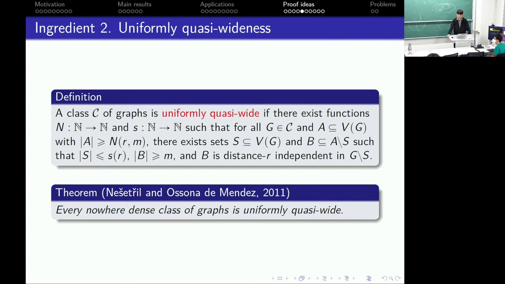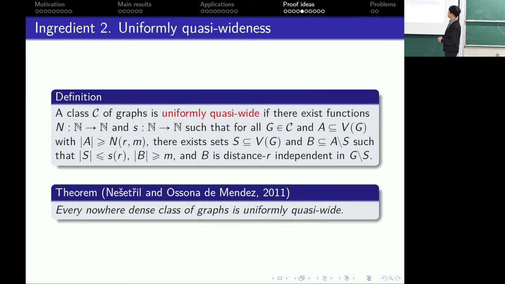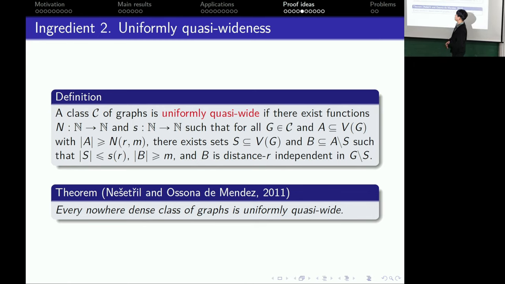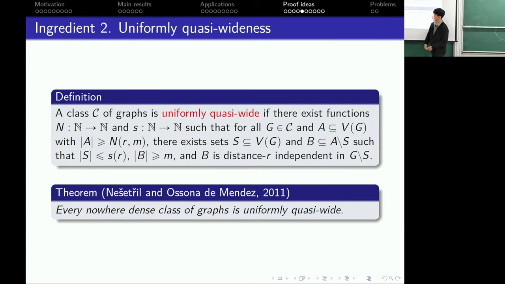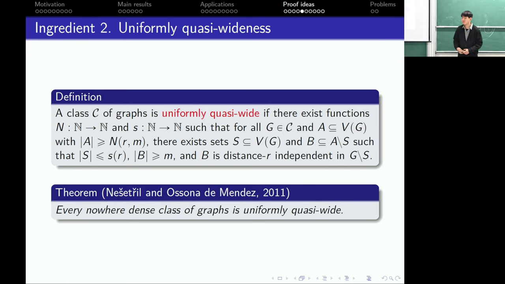But N is depending on r as well? No, r and M are independent. A is bigger than N as a function of r and M, but S only depends on r. So basically the size is at least N, but if that N function is large enough compared to M, then we can always find what M is. Okay.